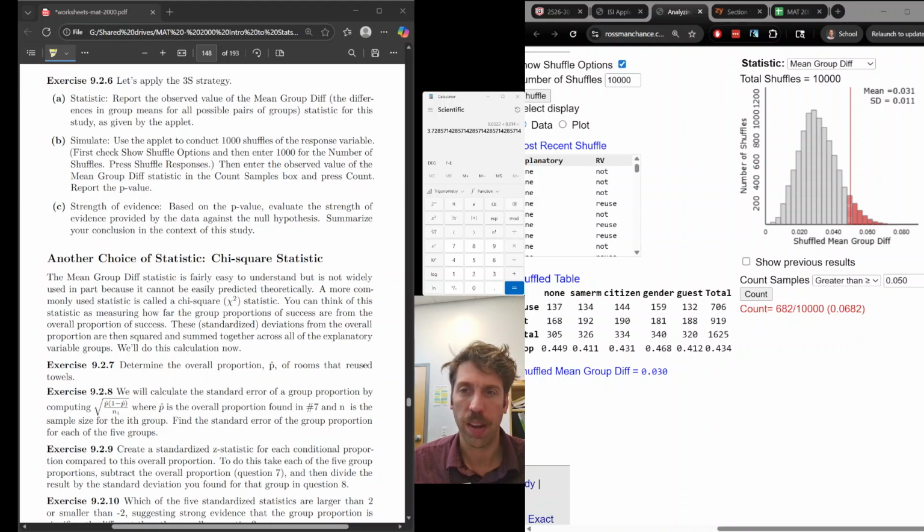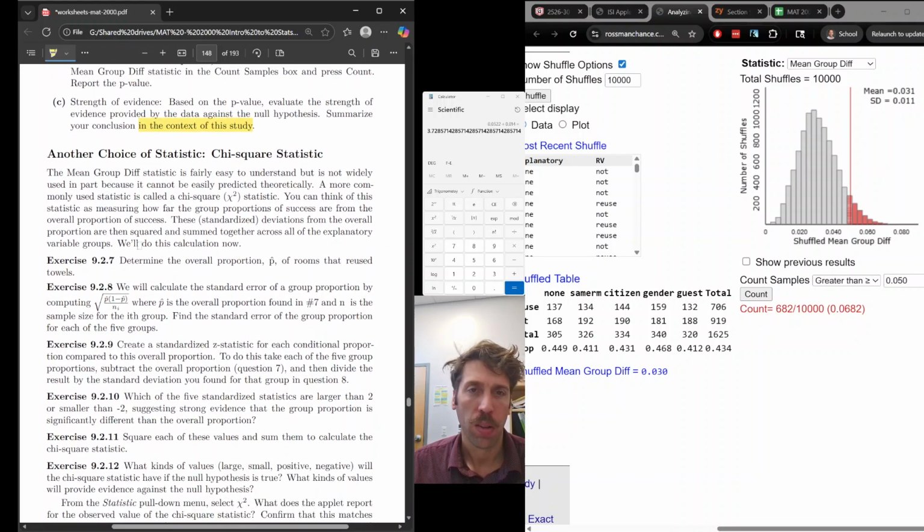I was talking about how the p-value of 0.682 is greater than 0.05. So I have only moderate evidence against the null hypothesis in favor of the alternative hypothesis. And then, because it says summarize your conclusion in context of the study, instead of saying the alternative hypothesis, say the alternative hypothesis in words, or say the null hypothesis in words. That way you're putting it in context and not just like the generic alternative hypothesis.